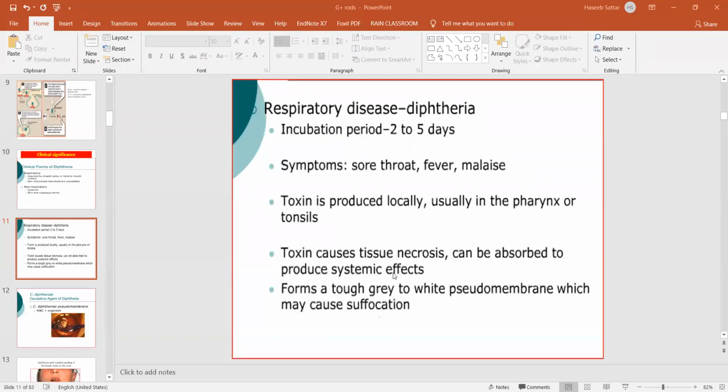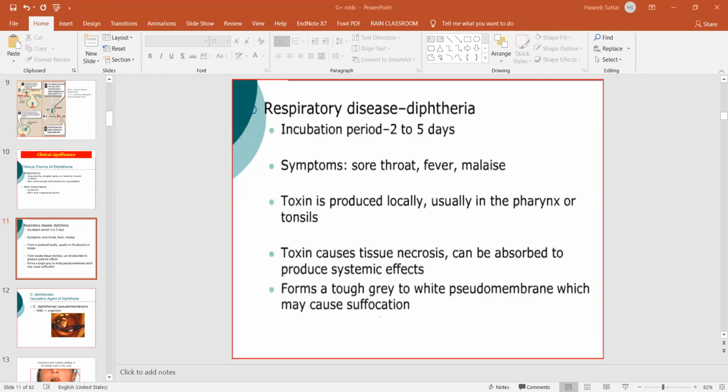So the incubation period for this disease is about 2 to 5 days. The bacteria, as I have discussed, is transferred through respiratory droplets. Once the respiratory droplets enter the respiratory tract, the infection causes only a localized infection. It means once it enters the throat, it causes a localized infection.